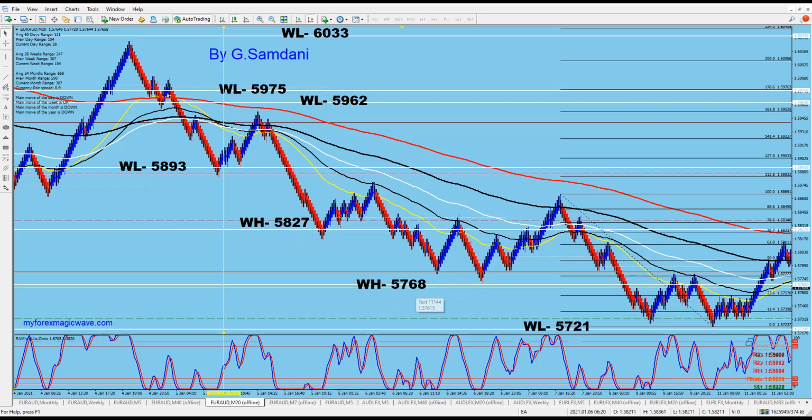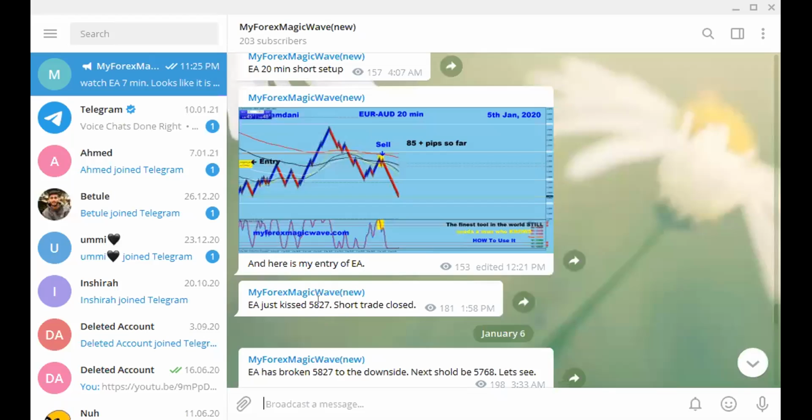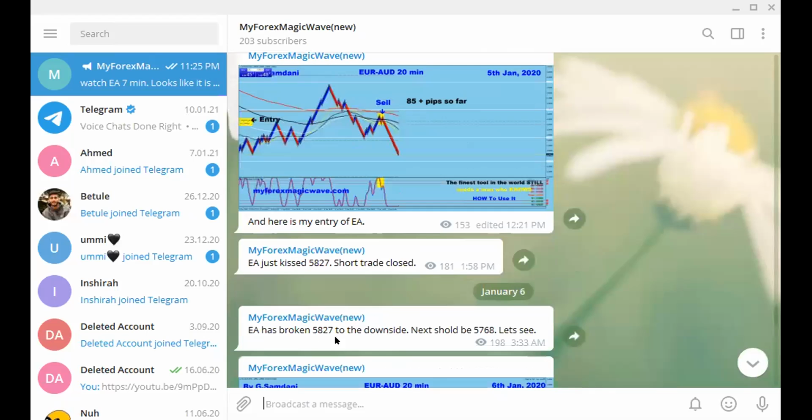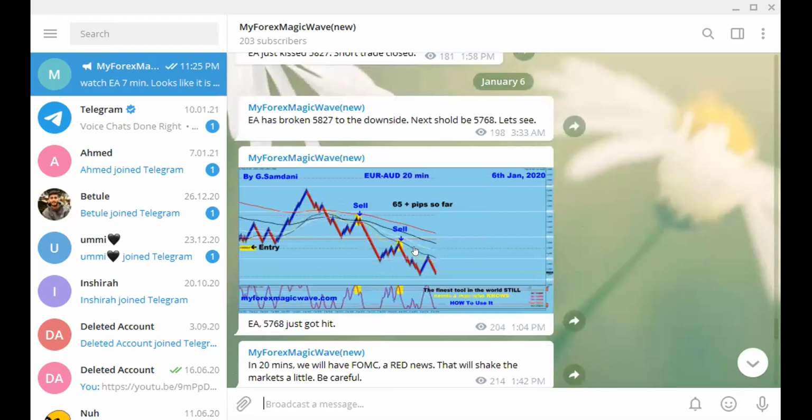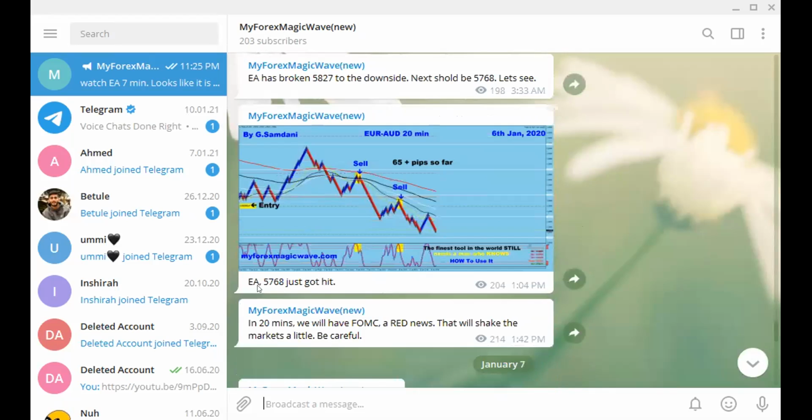And if you have any doubt, let me show it to you. This is my Twitter again, 58.27. And then you see that here, I said that EA has broken 58.27 to the downside. Next should be 57.68. Let's see. And I took the entry and I went down with it. So see, EA 57.68 just got hit and I closed my trade, right? So again, we go back to my broker here.